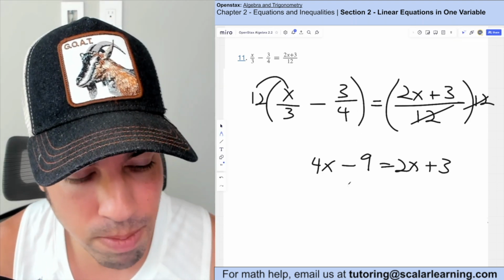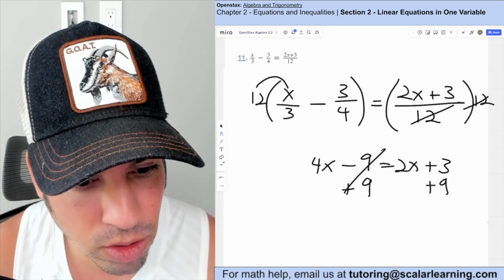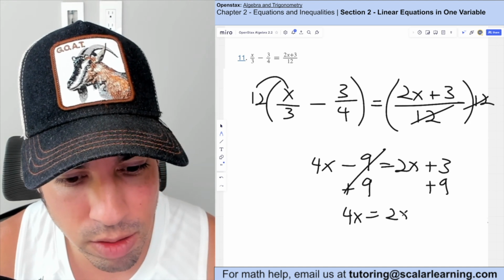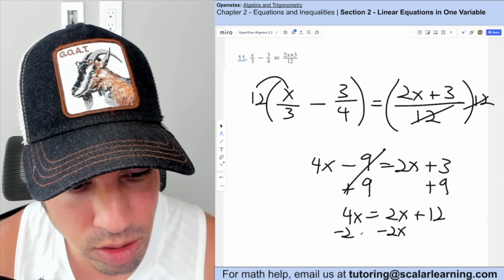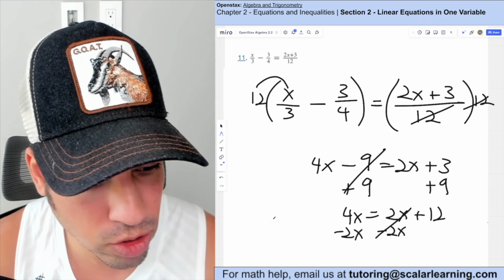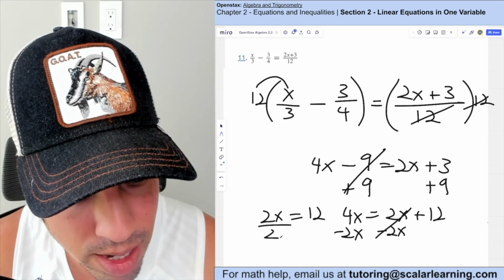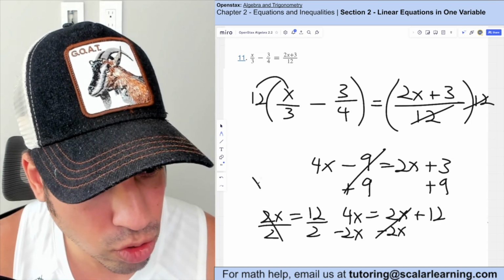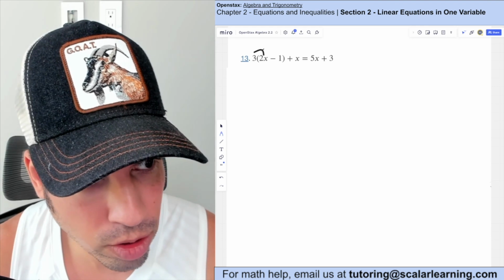Now we're going to combine like terms. I'm going to consolidate. So I'm going to add 9 to both sides so we can combine those constants. And now I have 4x equals 2x plus 12. Then I'm going to subtract 2x from both sides like so. And I get 4x minus 2x is 2x equals 12. Last but not least, we're going to divide both sides by 2 like this. And 12 divided by 2 is 6. Done.